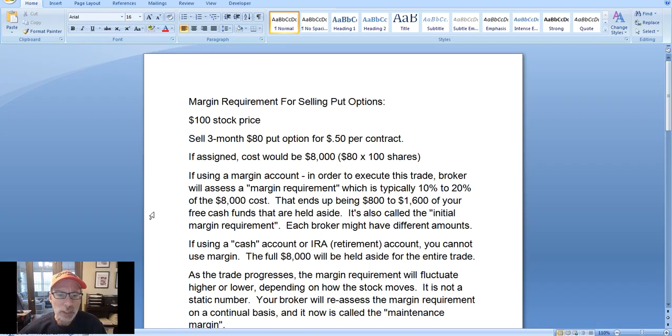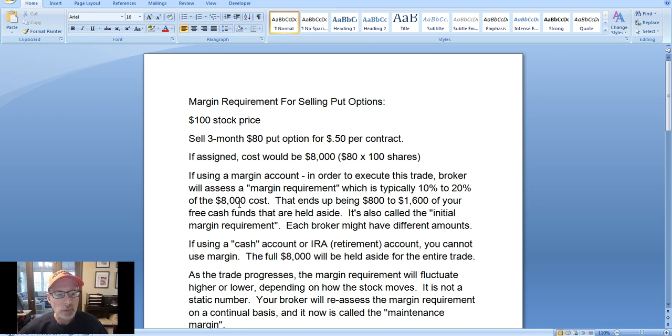As we always do, we pull up our cheat sheet, and today's cheat sheet is all about the margin requirement for selling put options. As you know, at Smart Option Seller, we are big put option sellers. That is what we do. That is our bread and butter. So if you are a put option seller, this might be very interesting to you, because a margin requirement is something that happens when you sell put options.